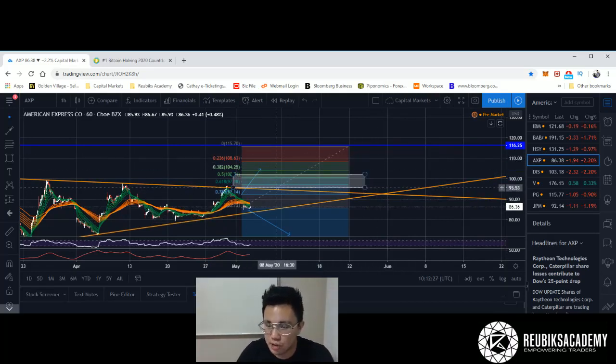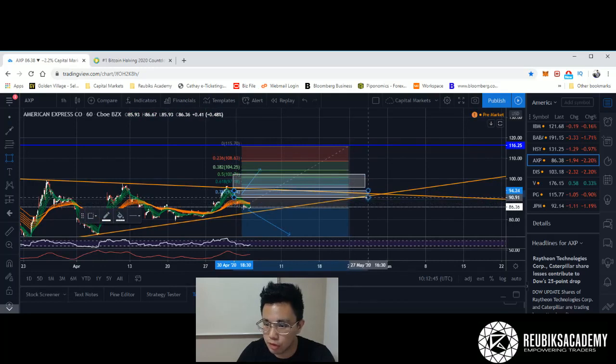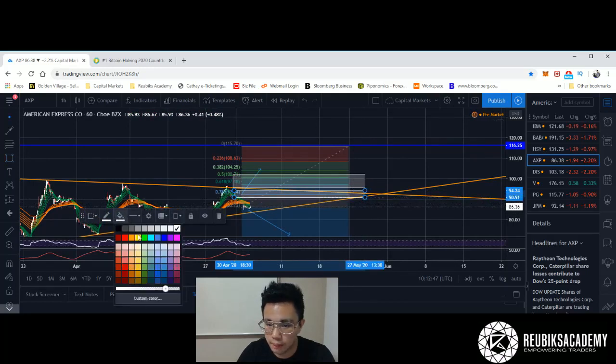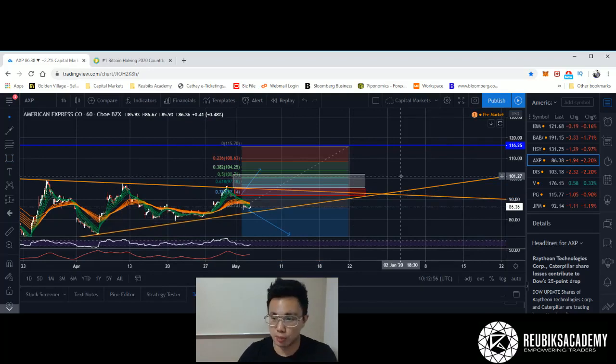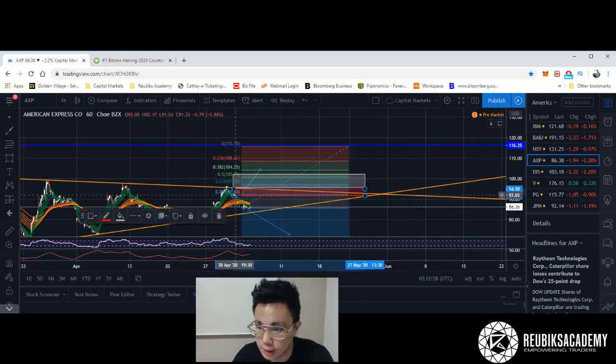Ideally as close to the previous resistance trend line as possible. That means this orange line, as close to this orange line as possible. That's the best. Then you will put your stop loss around here. This will be your stop loss. The red box is your stop loss, your potential loss margin.